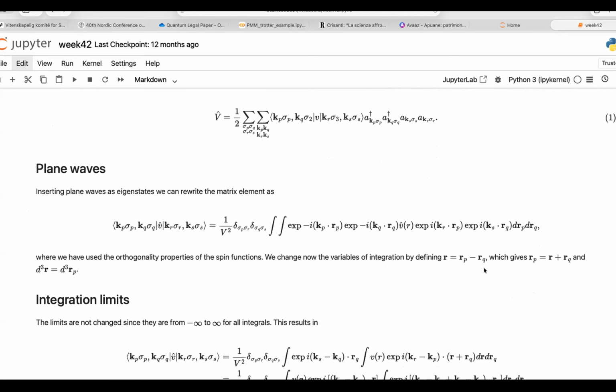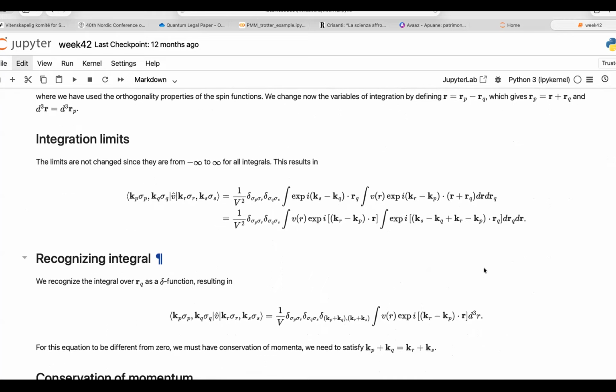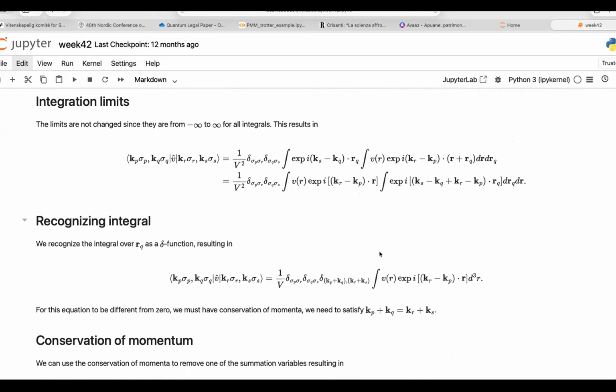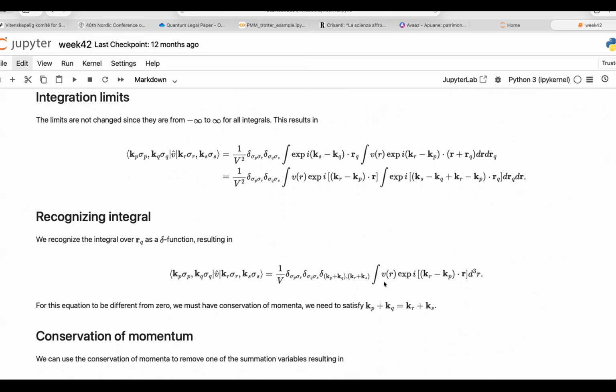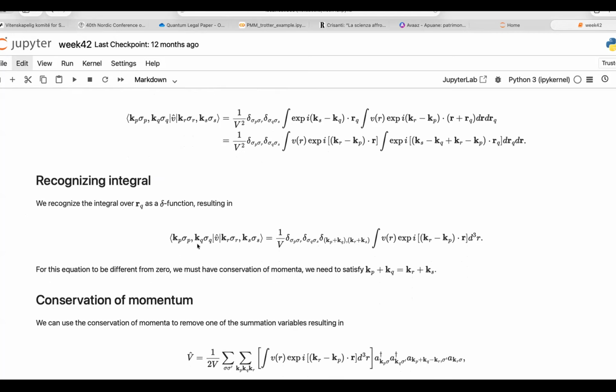And then when we plug this in, and this is what we did last time when we looked at the integrals, we're also going to expect that the integral exists over V of R. And that led to a conservation law. So we have the Kronecker deltas for the spins, but also if we recognize this integral over one of these quantities as a delta function, then the whole integral reduces to this integral which you see here.